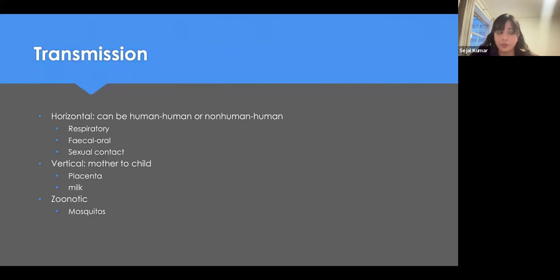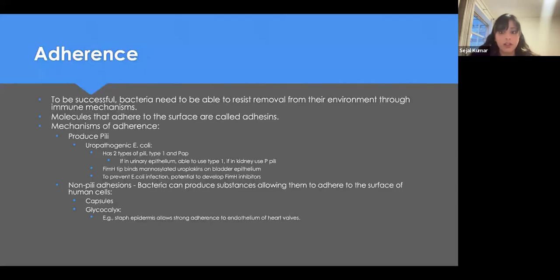Vertical transmission is from mother to child. That can happen when the mother is feeding the baby, breastfeeding the baby through the milk, or through the placenta, when the baby is in the womb. And then I've already talked about the last one.